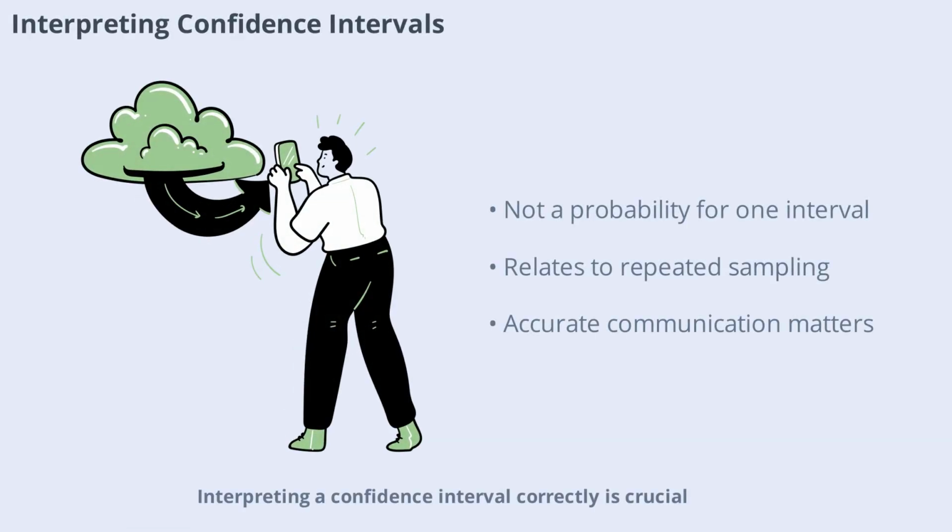Interpreting a confidence interval correctly is crucial. If you have a 95% confidence interval from 158 to 162 cm, it doesn't mean there's a 95% chance the true mean is in that range. Instead, it means that if you repeated the experiment many times, 95% of those intervals would contain the true mean. This subtle difference is important for understanding what your results actually tell you and for communicating them accurately to others.